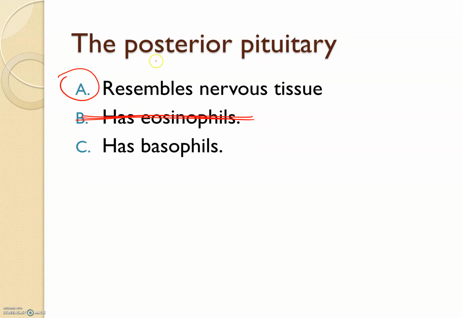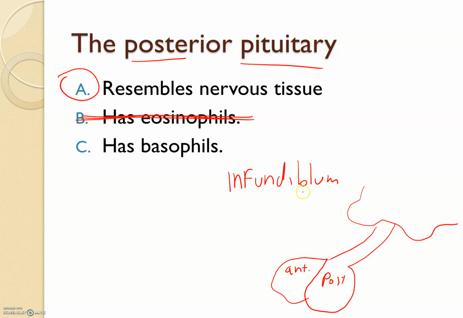Now, do you remember how the posterior pituitary is attached? I learned pituitary stalk, but I had a really fancy name. What was it called? It's called the infundibulum. And remember, that's just white matter tracts of neurons coming from the hypothalamus going down to the posterior pituitary, where the anterior pituitary has basophils and acidophils and chromophobes.